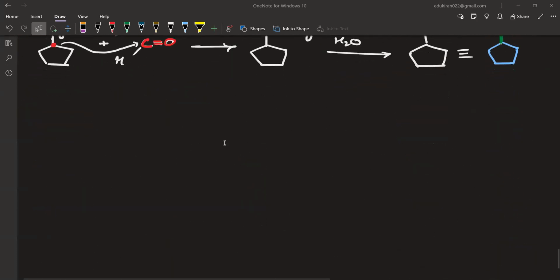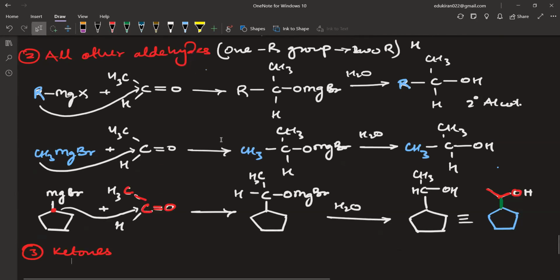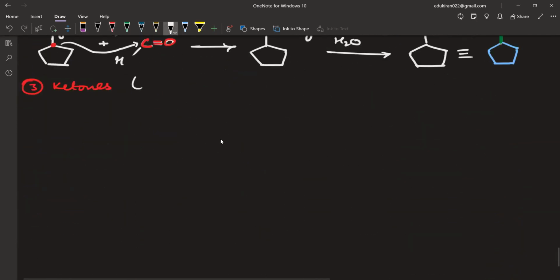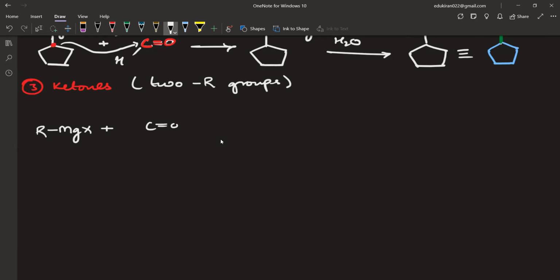Right. Next one. Third case: ketones. In a ketone, what are we going to have? Two R groups. So let us see, you have RMgX plus C double bond O, R group here, and another R dash group here. Let me write this as R double dash here, and this is R dash. Now what is going to happen? As earlier, this R group will attack this carbon atom, and it is going to form R, carbon, R double dash, R dash.